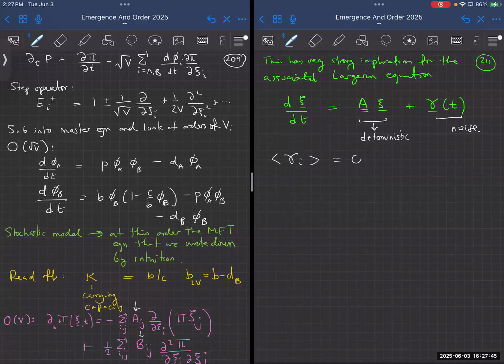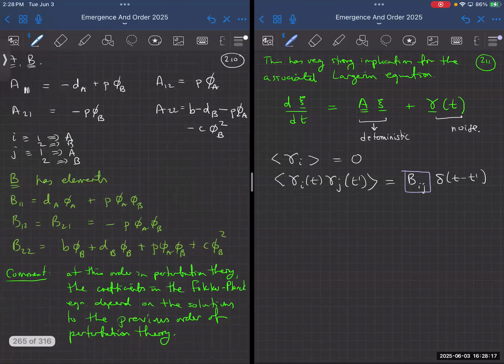The average of gamma i is equal to 0, but if I look at the correlation function, gamma i of t, gamma j of t prime, then that, when you work it out, goes like B_ij delta of t minus t prime. So you have noise that is delta function correlated Gaussian white noise, but the coefficient of that is the matrix B, and that matrix B has matrix elements shown over here.